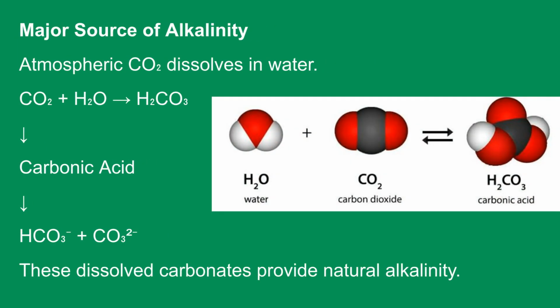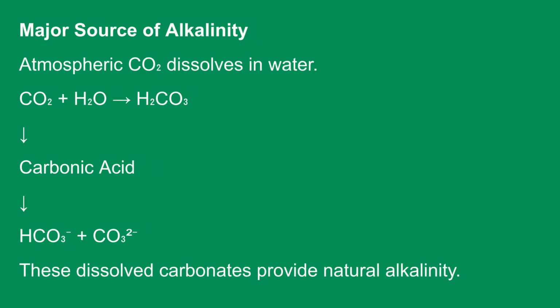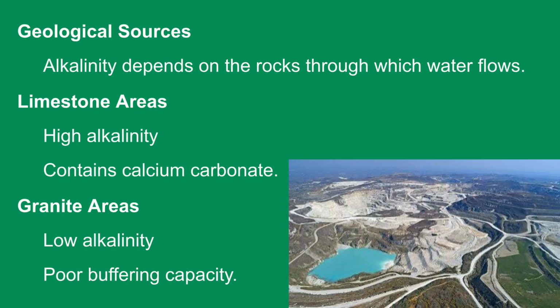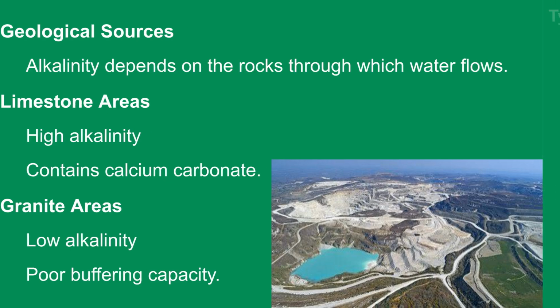A major source of natural alkalinity occurs when atmospheric carbon dioxide dissolves in water, forming carbonic acid. This carbonic acid then dissociates into bicarbonate and carbonate ions, which provide natural alkalinity to the water. Geological sources also influence alkalinity, as the mineral composition of the rock through which water flows plays a significant role. Water in limestone areas typically has high alkalinity due to the presence of calcium carbonate, while water in granite areas often has low alkalinity and poor buffering capacity.